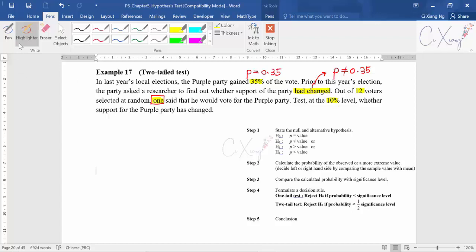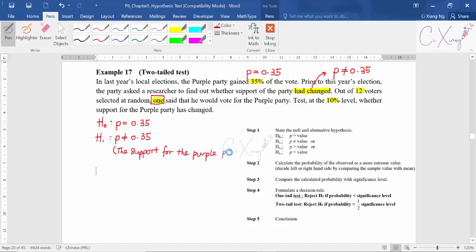Now again, first step, you write out the null and alternative hypothesis. What's the null hypothesis? Your p is equal to 0.35. Then for the alternative hypothesis, it should be p not equal to 0.35. What you can do is write that the support for the Purple Party has changed.